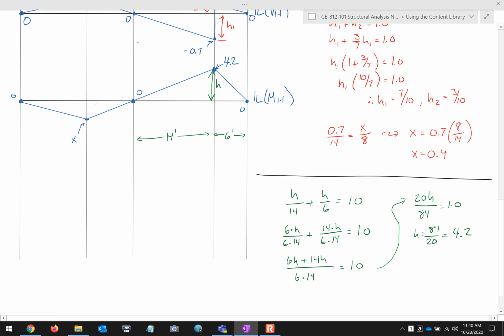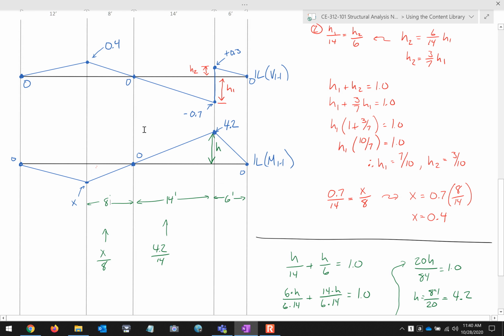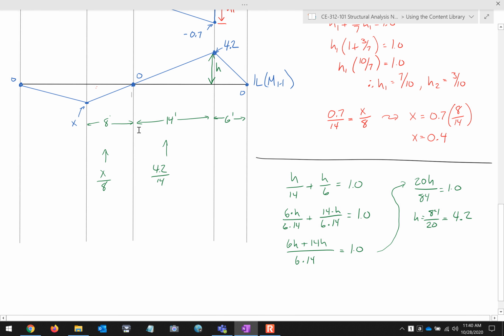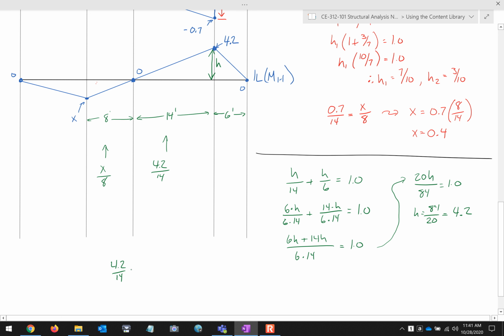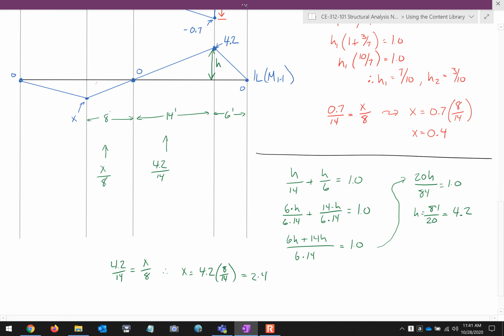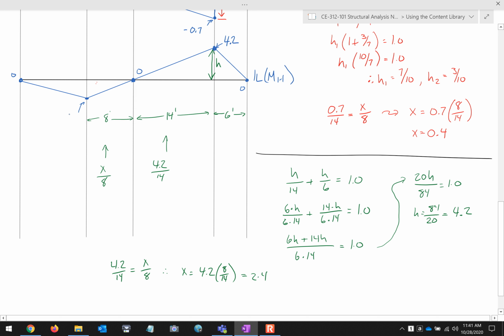Okay, so what do I have here for this x height? Well, the slope ratio on this side is 4.2 is to 14, and the slope ratio on this side is whatever that height is to 8. Because remember, from the original beam, you can see up here that distance is 8. So 4.2 is to 14 as x is to 8. So x is 4.2 times 8 over 14. We actually used a very similar expression before, just instead of 4.2, we had 0.7. So 4.2 times 8 over 14 is 2.4. That's going to be negative 2.4 because it's on the negative side of the axis.